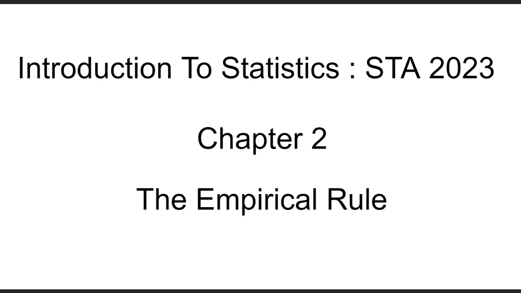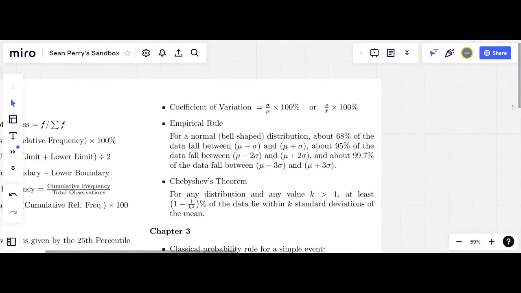We're looking at a problem from Chapter 2 on the empirical rule. So here we have the empirical rule as stated in the formula sheet. It says that for a normal distribution, about 68% of the data fall between the mean minus 1 standard deviation and the mean plus 1 standard deviation. About 95% of the data fall between plus and minus 2 standard deviations from the mean, and about 99.7% of the data fall between 3 standard deviations of the mean.